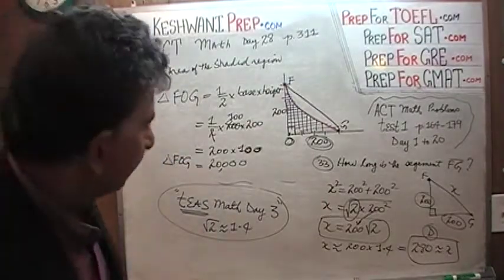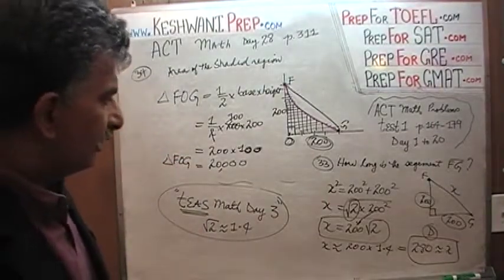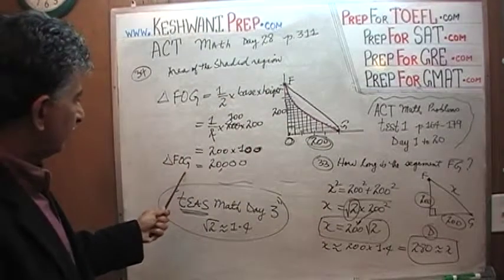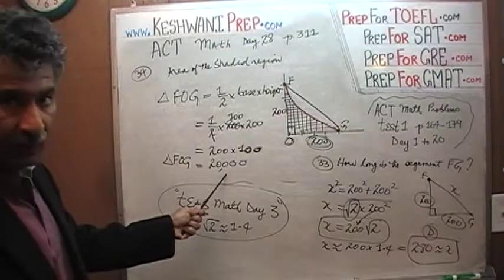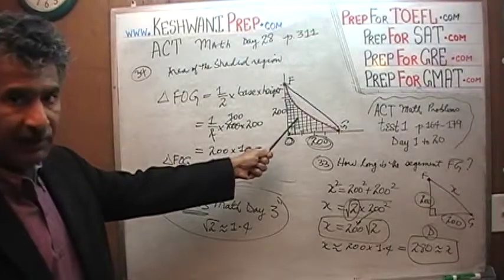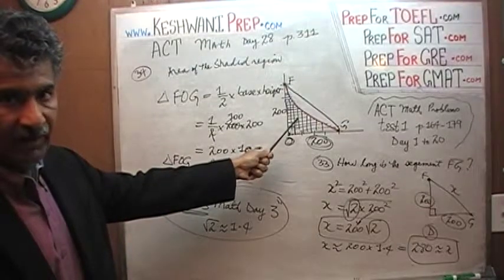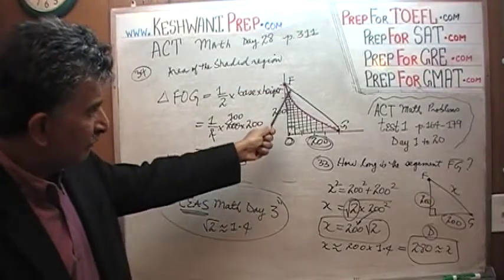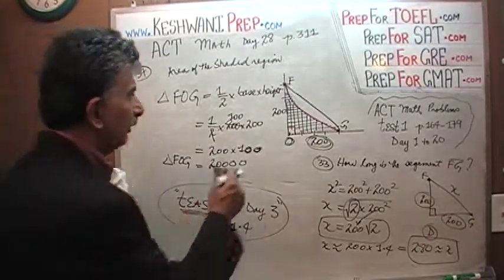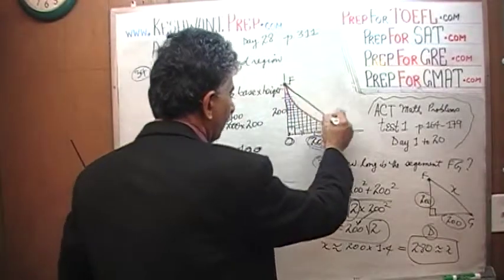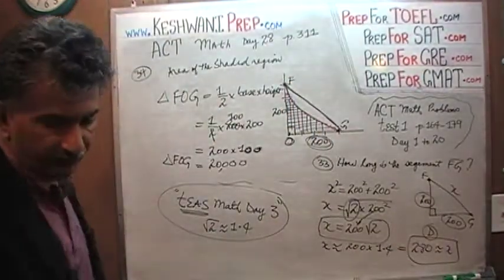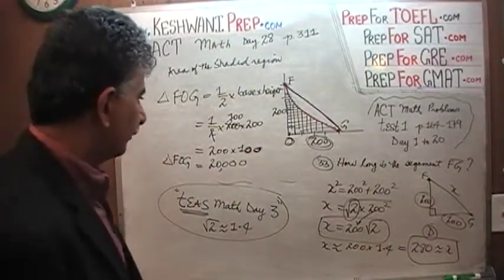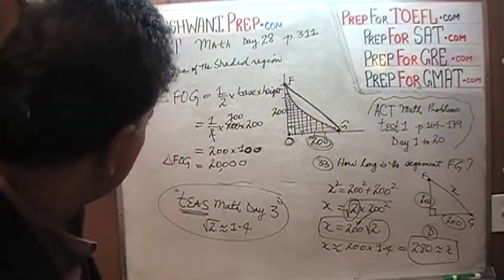Now what does that tell us? If the area of the triangle FOG is 20,000, then the shaded region has to be less than 20,000. Why does it have to be less than 20,000? Because the shaded region falls below this line FG. It falls below it. So the area of the shaded region is less than 20,000.